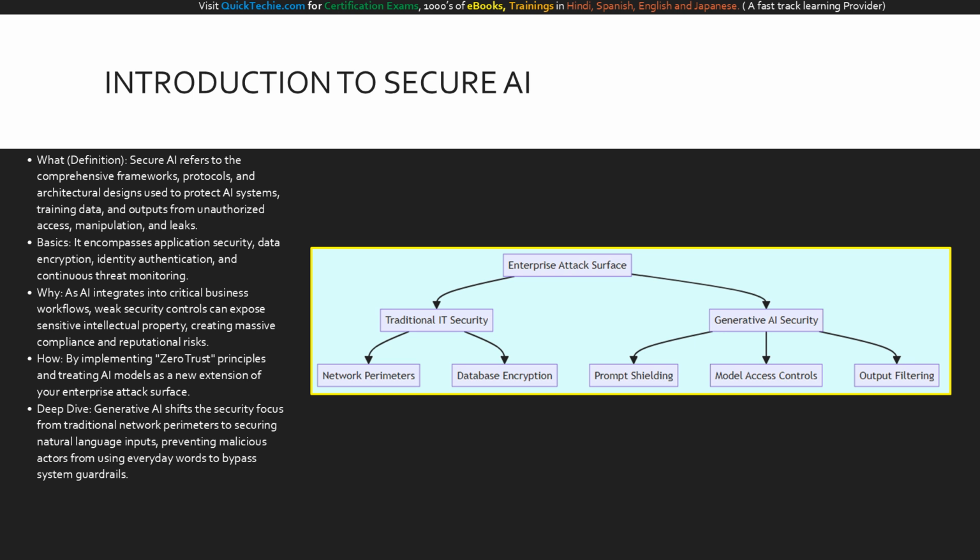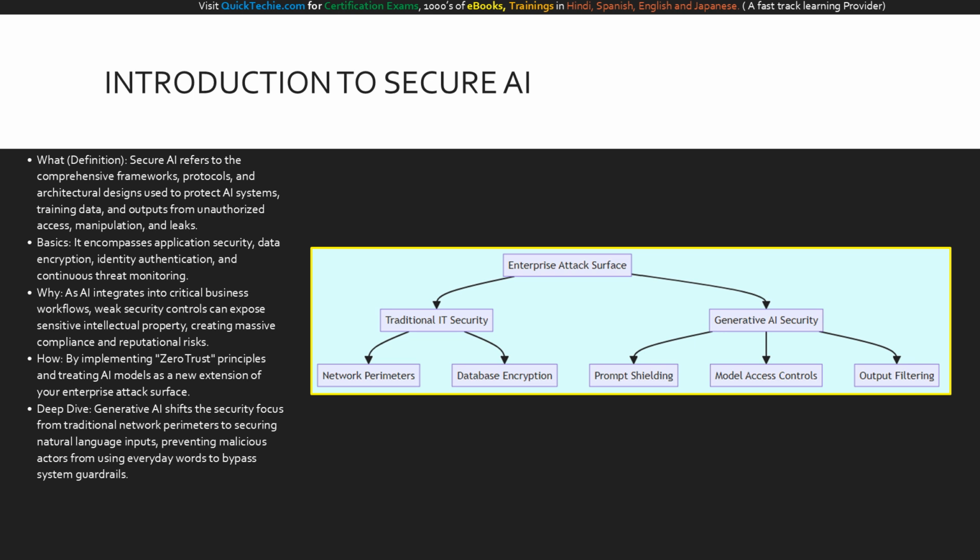enterprise attack surface. Historically, our focus was strictly on the left side, traditional IT security. We built firewalls to protect network perimeters and relied on database encryption. But with the introduction of AI, our attack surface expands down the right side, generative AI security. Here, the threats look different.